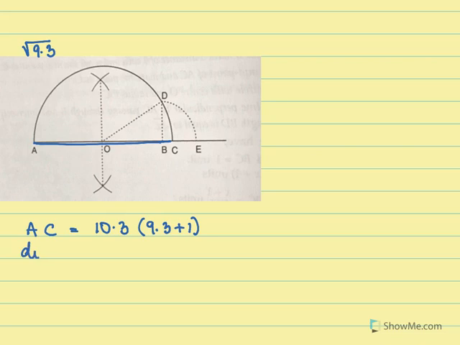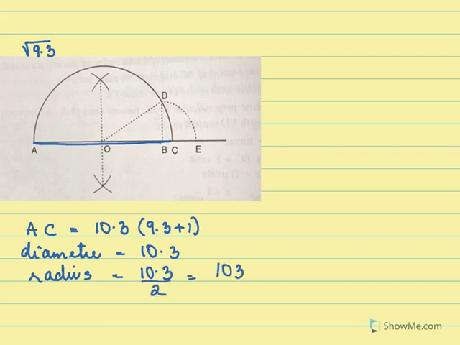Now AC was a diameter. If you look in the figure, the diameter is 10.3. Therefore the radius will be half of it. 10.3 divided by 2. To remove the decimal, I'll do 103 by 2. So my radius is 103 divided by 20.